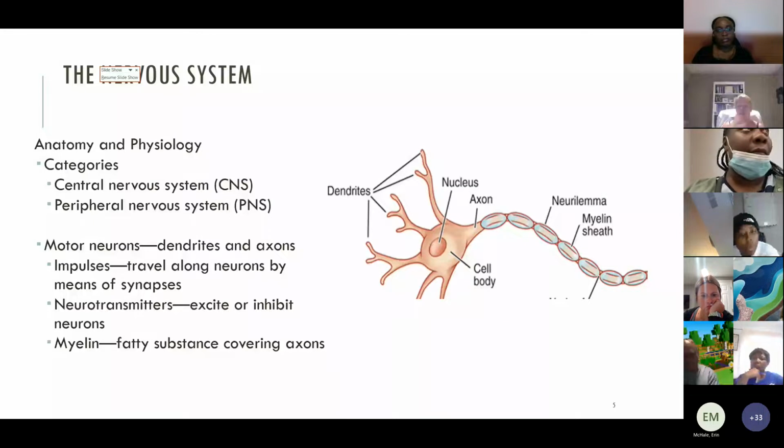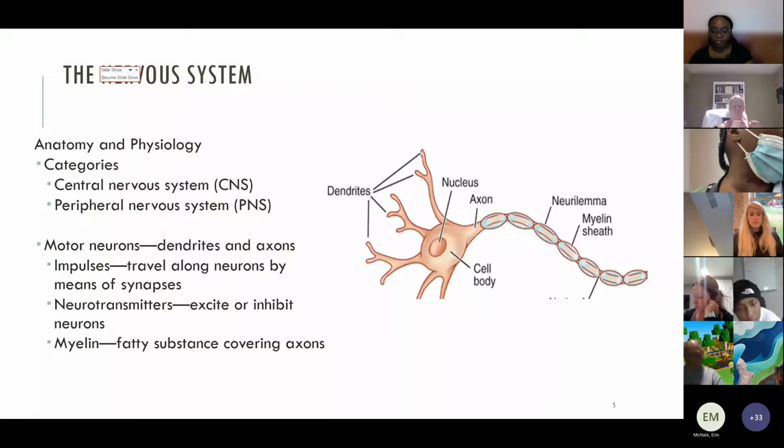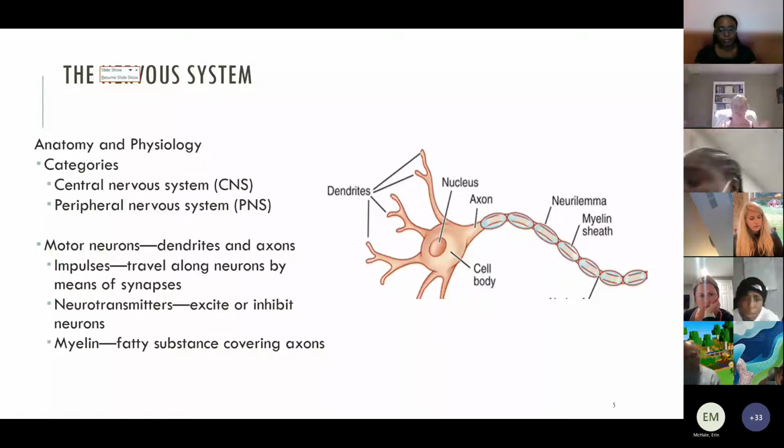If you remember from 113, our neurotransmitters either inhibit our neurons or they excite them and cause something else to happen. Then we have this myelin, which is this fatty substance that is a protective covering for all of our axons. So you'll see when we talk about different issues that happen in our nervous system, sometimes our myelin sheaths aren't there, and those axons become uncovered, and different things develop as well.